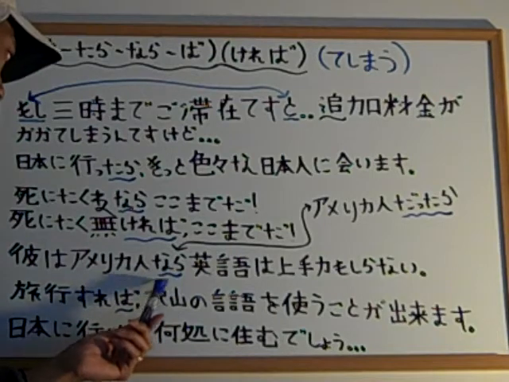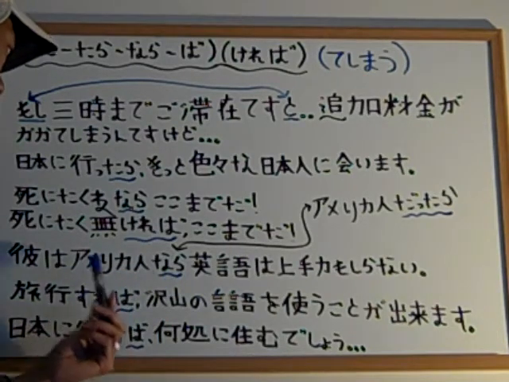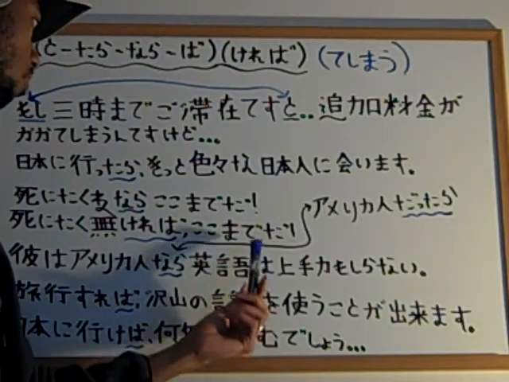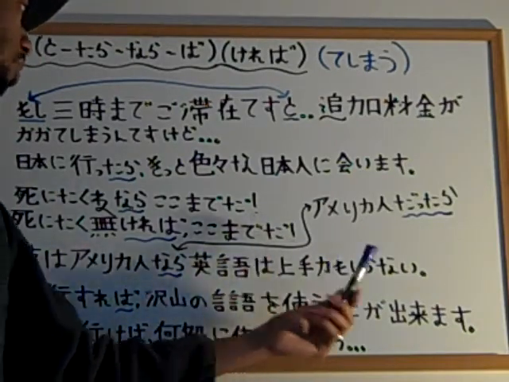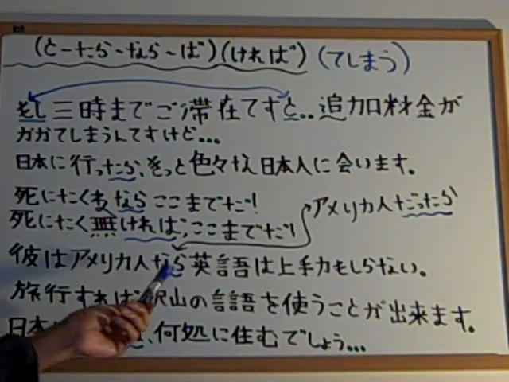So nara. I like to use nara after nouns. Okay, so 彼はアメリカ人なら英語が上手かもしれない. Now, I use a different one. I don't use nara that much.